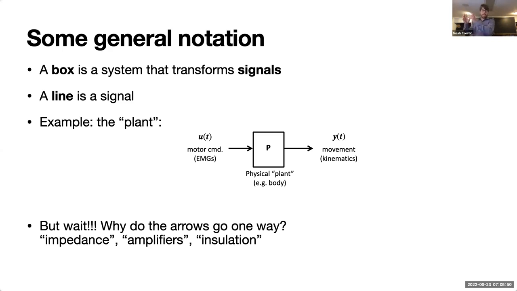And it's a mapping, in this case, from some set of muscle commands, EMGs, which control engineers would call the input to the plant. Biologists would call it the motor output. So that's another example where things get a little bit confusing. That gets processed through some dynamics that can maybe be modeled as a differential equation or a transfer function if it's a linear system, and then ultimately produces movement.